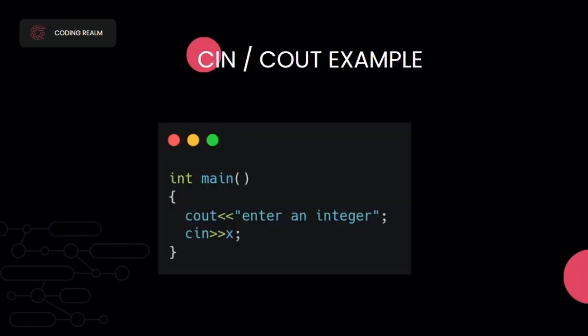In this example, I need to tell the user to enter an integer. This example explains how to use the cin and cout operators in a C++ program. First, int main, cout. When I use cout, I use the insertion operator: cout, enter an integer, and cin, the extraction operator, x. X is the integer entered by the user, and cout, the output stream, is used to display this integer on the screen.